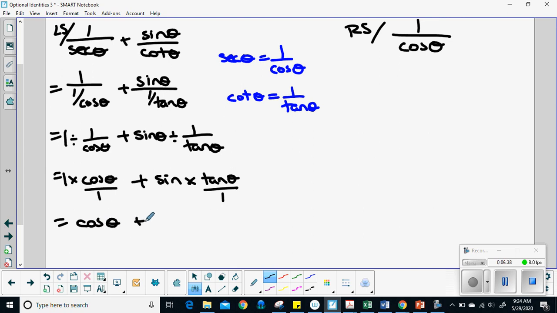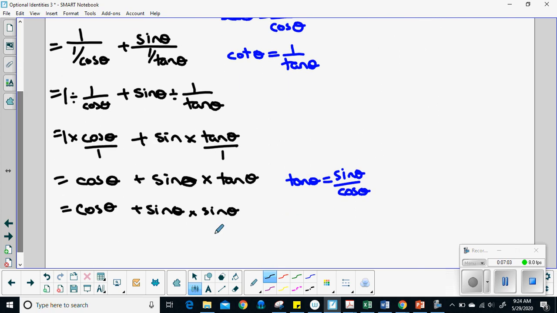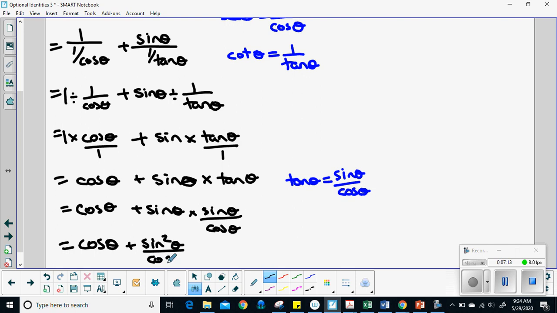Gives me cos plus sine, oops, lost my angle here, times tan. Well, let's put in the fact that tan is really sine over cos. And if you had wanted, you could have done that up here. Whatever, it all works. Gives me cos plus sine times sine over cos. Oh boy, there's a lot going on in here, isn't there? We've still got our cos plus, now I've got sine squared over cos.